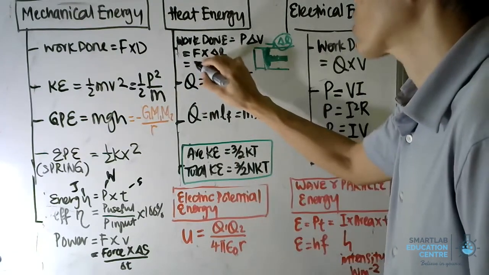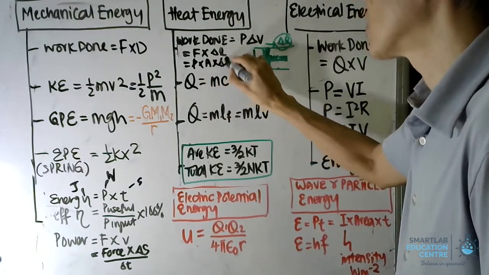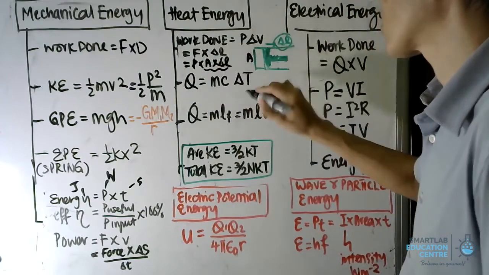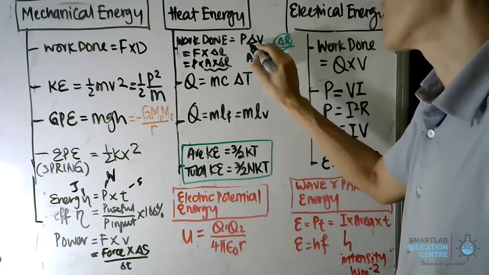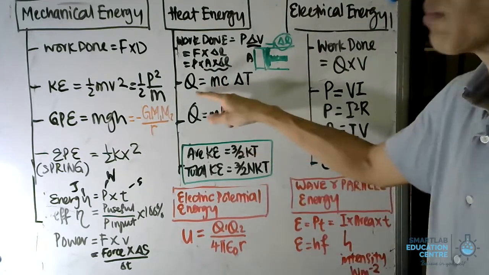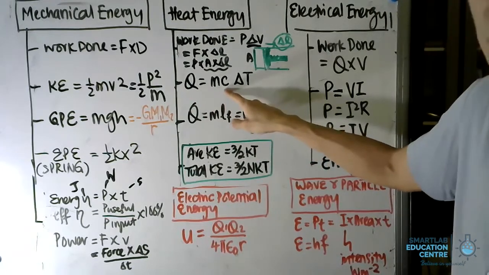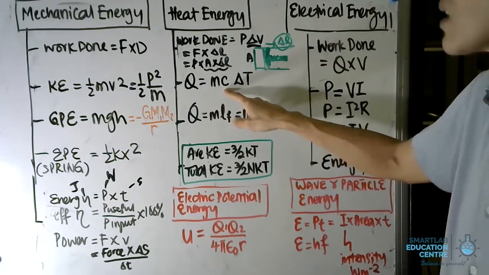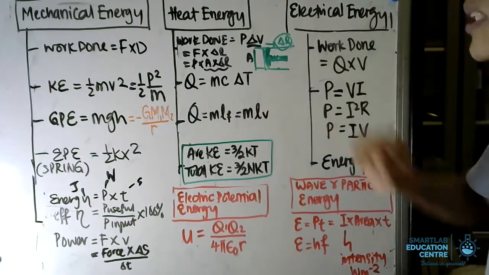And your force is pressure multiplied by area. So area is the cross-sectional area of this piston. So the A multiplied by change in L is in actual fact your change in volume. Next formula that I've learned at O level is Q equal to mc change in T. C is none other than your specific heat capacity. Change in T, the unit can be in Kelvin or degree Celsius.